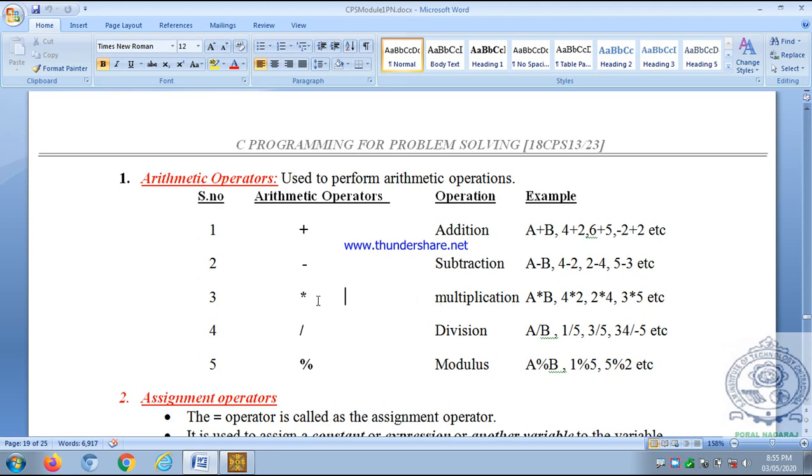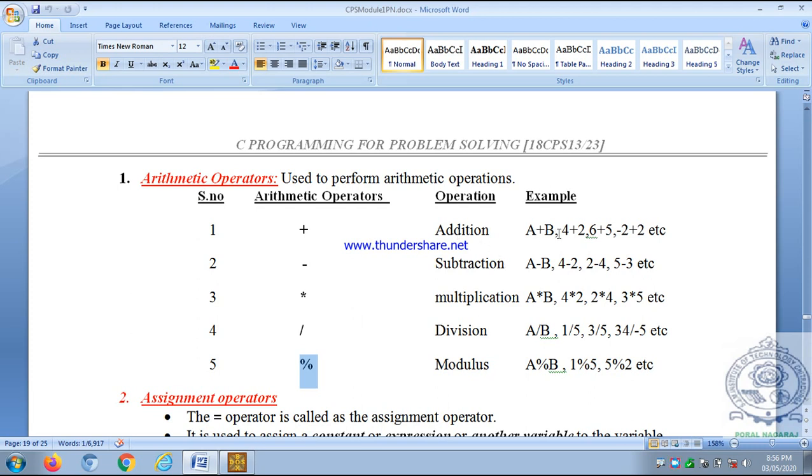We don't use the cross mark, so we use asterisk for multiplication. Then the slash symbol for division, we call it forward slash. So forward slash is for division operation, and the percentage symbol is called modulus operator, which is used to calculate the remainder. Okay, so it is called modulus operator.